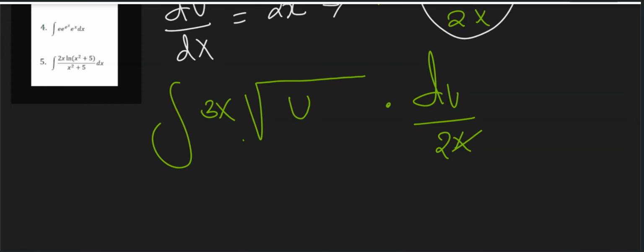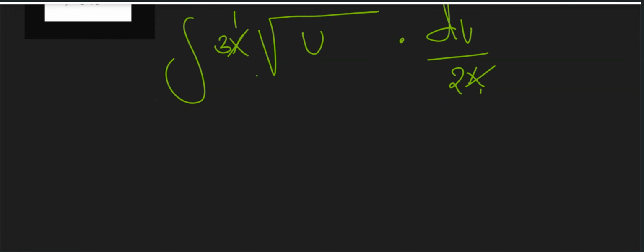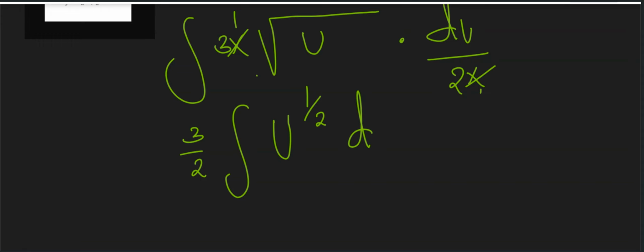Then x cancels by x, so we have 3 over 2 left, which means that now we have 3 over 2 integration of u, the square root of u, which is the same as u power a half, du. Now we have something we can solve quickly. The integration of u power half will be u power a half plus 1 over a half plus 1, then plus c.